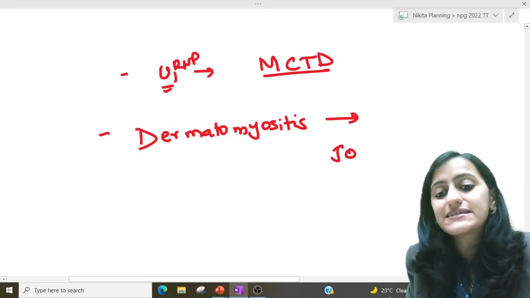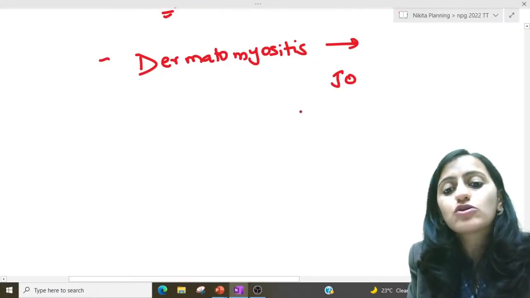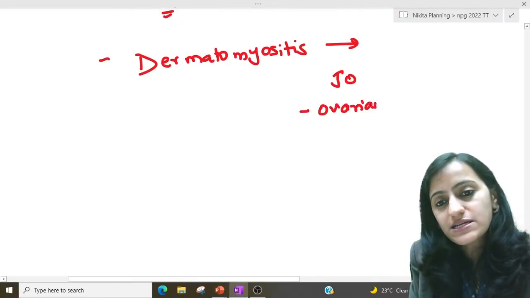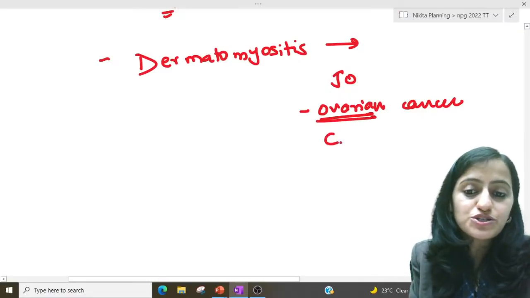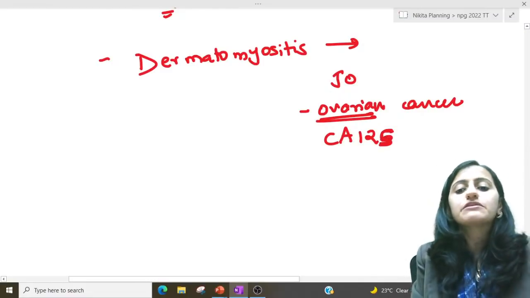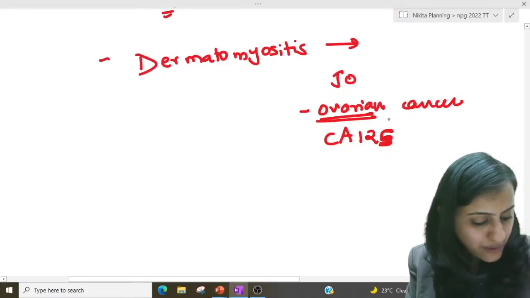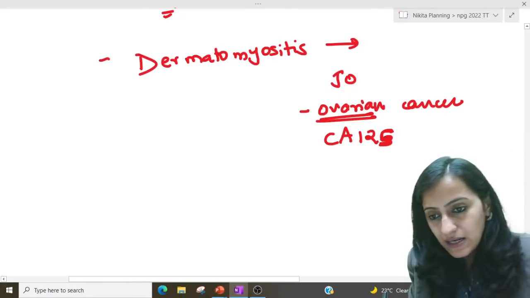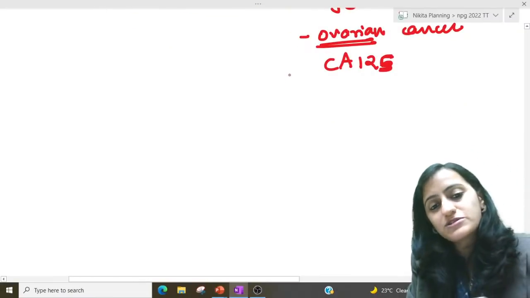Dermatomyositis, remember, it is anti-Jo. Okay, it is anti-Jo antibodies, and the common cancer that it is associated with is ovarian cancer. Very, very important. So what should you monitor the tumor marker for ovarian? CA125. Okay, CA125 should be monitored. Okay, CA 125.